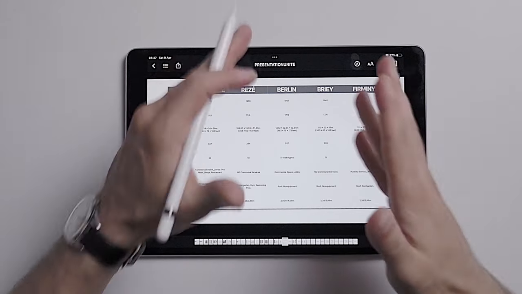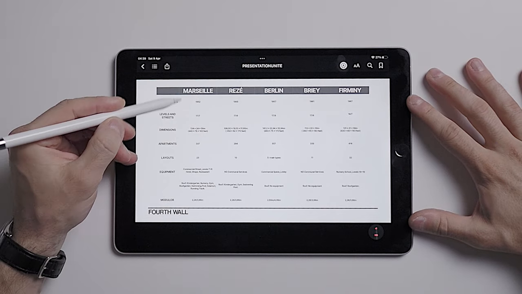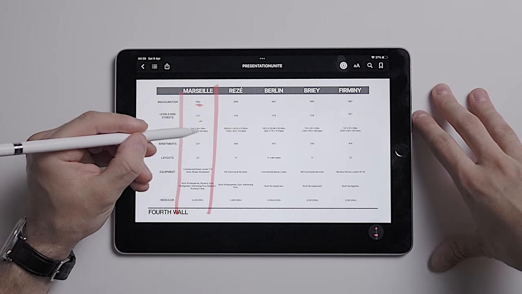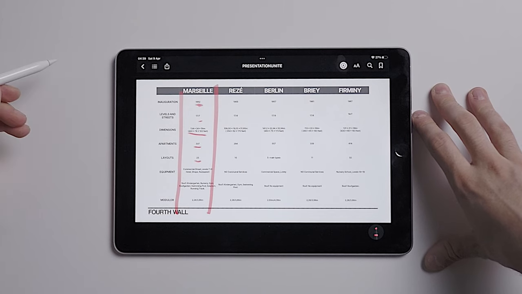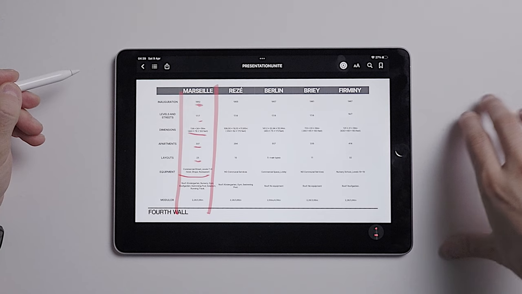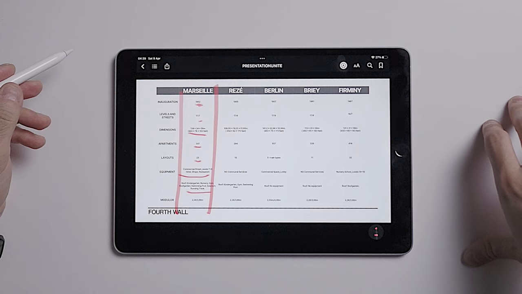So if I go to the next page, I created a table to have a good overview of how the unités changed over those 15 years, and the basic differences between them. If we start with Marseille here on the left, 1952, it has 17 levels and 7 streets, those horizontal or interior corridors that I just mentioned, 134 meters by 24 by 56, 337 apartments, 23 layouts.